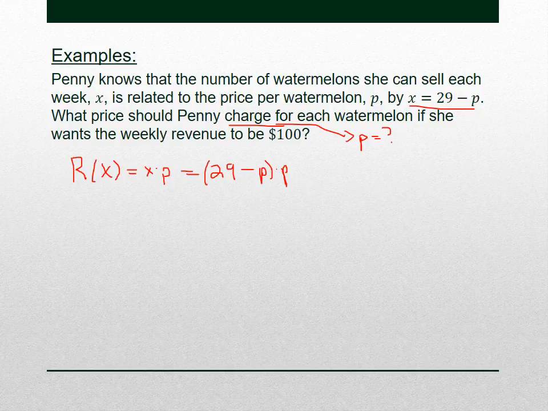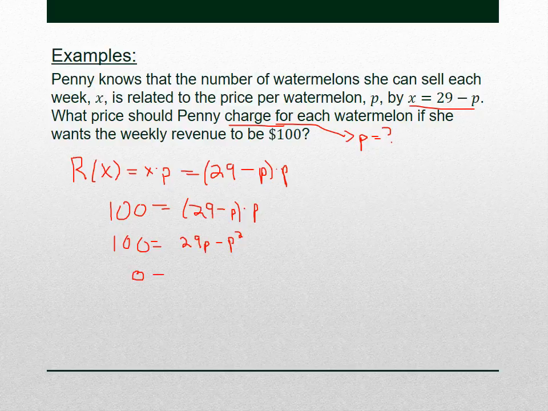We're looking for the price. Price equals what, to make the revenue equal to $100? So what we're going to do is take this equation for revenue and set it equal to $100. So that's 100 equals 29 minus P times P. So now we have to remember, how do we solve a quadratic equation? Well, let's distribute this right side. We get 29P minus P squared.